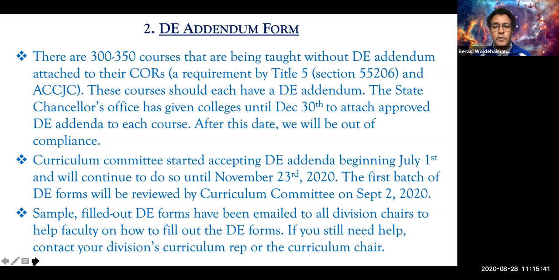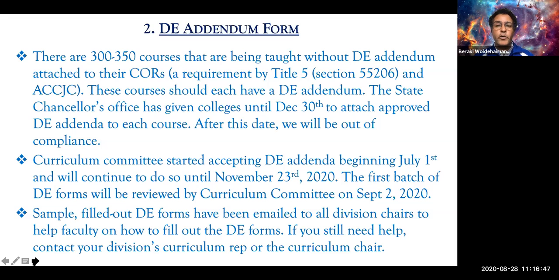Title V, as well as the ACCJC, require that there is a DE addendum attached to the course for any course to be taught either hybrid or online. Because of the emergency situation, the State Chancellor's Office waived this temporarily, but asked colleges to submit a DE addendum by December 30th. Although, as we'll see in the next slide, we're not going to accept courses, new or updates, until eLumen is up and running, we will have to make exceptions. The district has also expressed interest in this, that we will accept the addenda form for those courses which are being taught without the addendum attached.